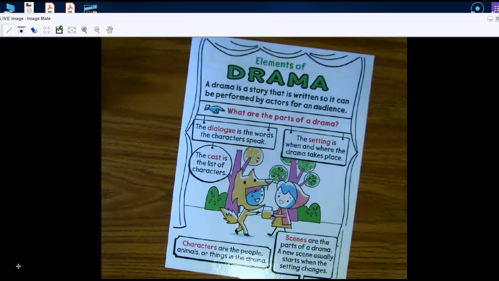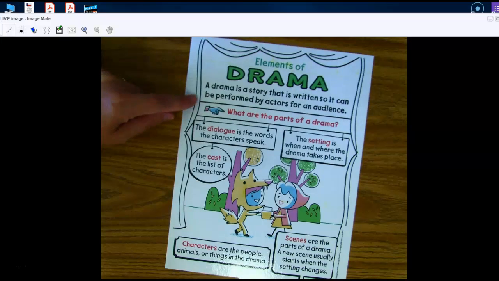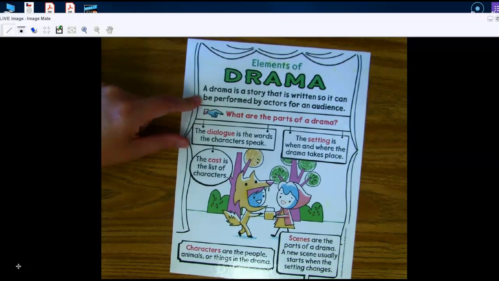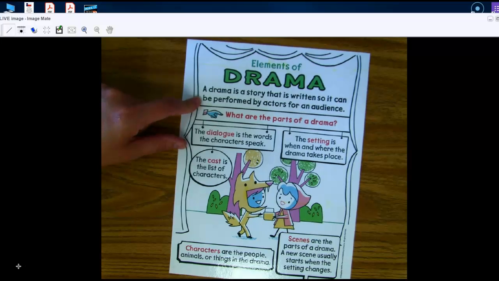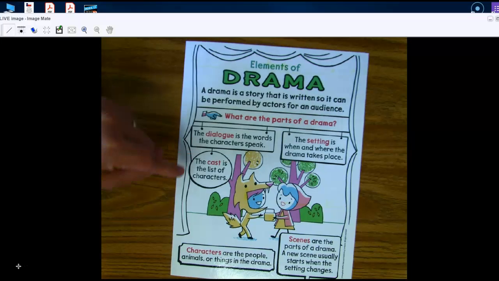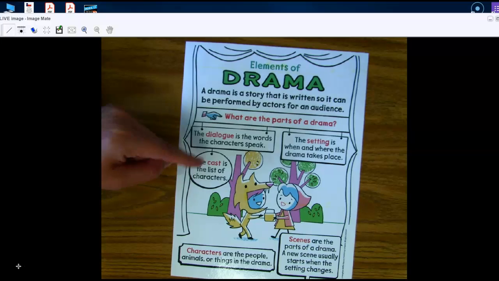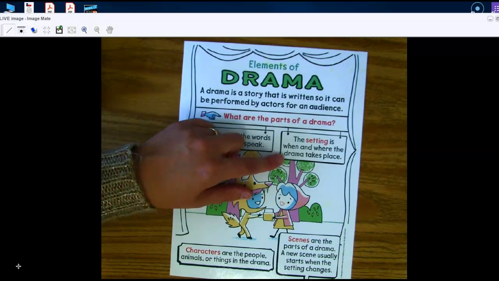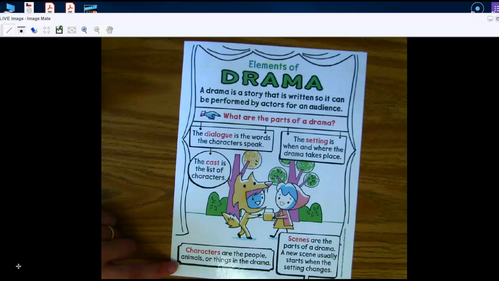We had parts. So elements of a drama: a drama is a story that's written so it can be performed by actors and an audience. You could get up on a stage and perform it. There are some specific parts about a drama. Dialogue is the words the characters speak. The cast is a list of characters. The setting is when and where the drama takes place. The characters are the people, animals, or things in the drama.